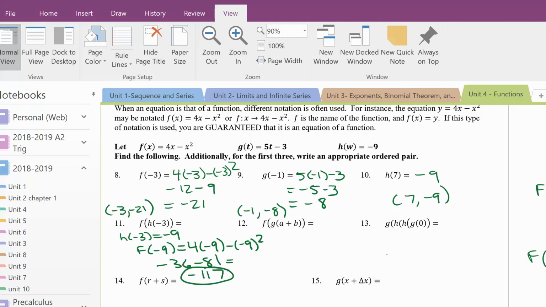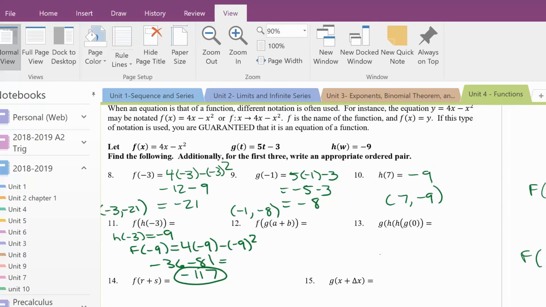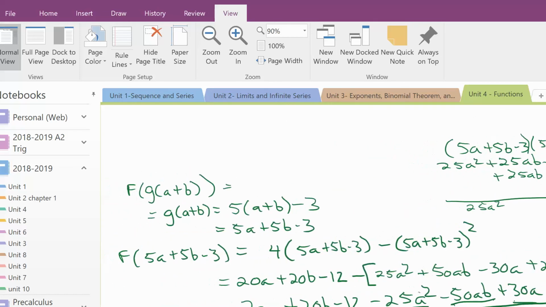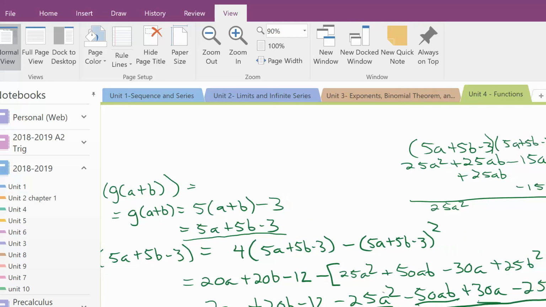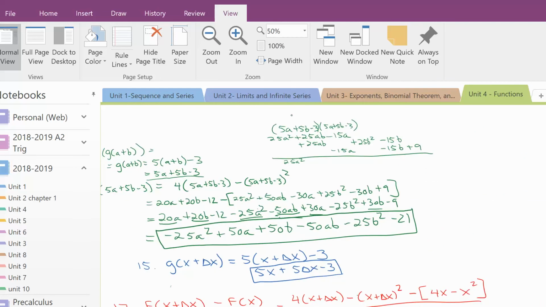All right, the next one, f of g of a plus b, I've written out on the side here. So notice the first thing you do is put a plus b into the g function, and you get 5a plus 5b minus 3. Then you put that into the f function, which means you're going to multiply it out.